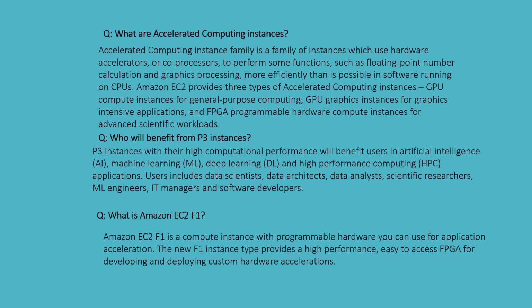Amazon EC2 F1 is a compute instance with programmable hardware you can use for application acceleration. The new F1 instance types provide high performance, easy to access FPGA for developing and deploying custom hardware acceleration.